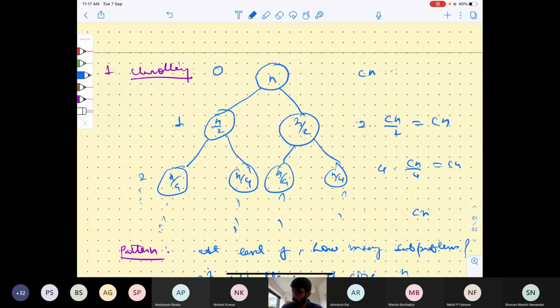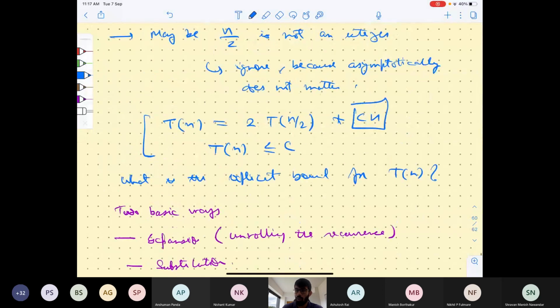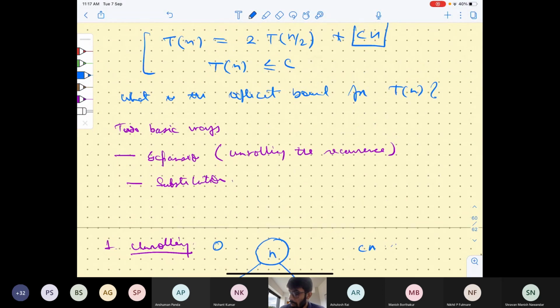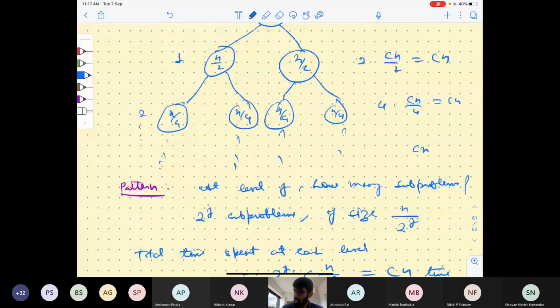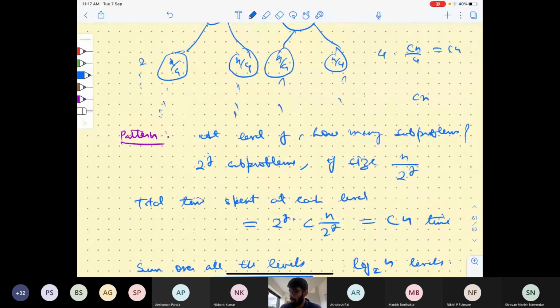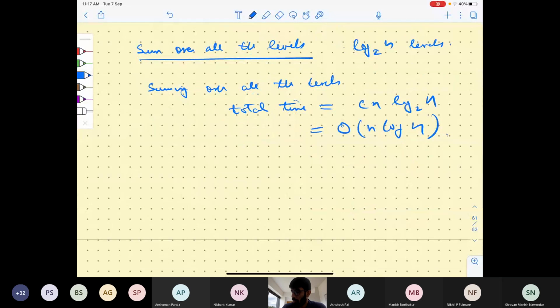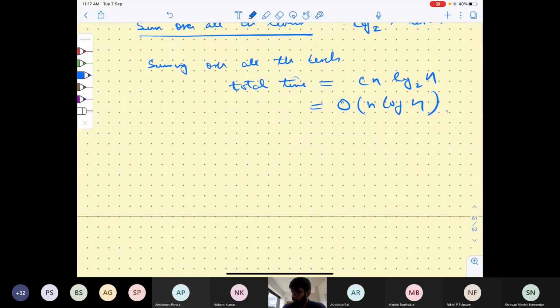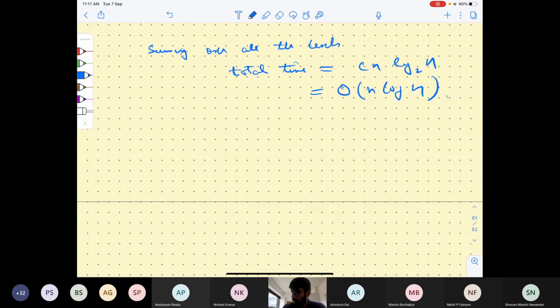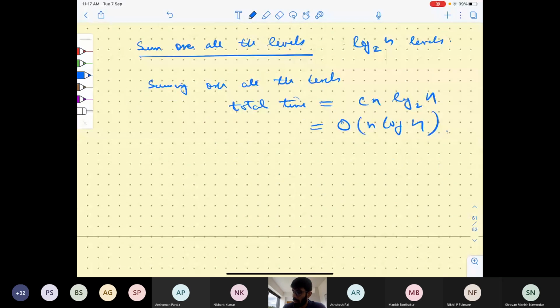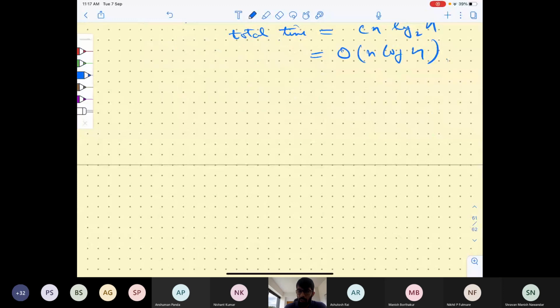So this is one way of solving this particular recurrence. You unroll it and then look at how much time it takes on each level, and then you just sum it up for every level to get the time that you require.